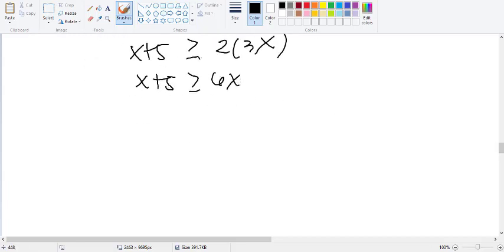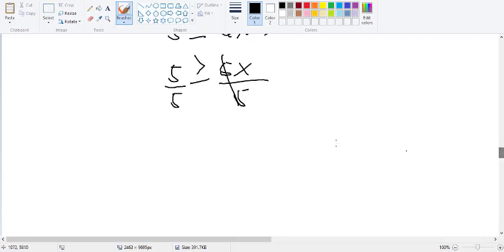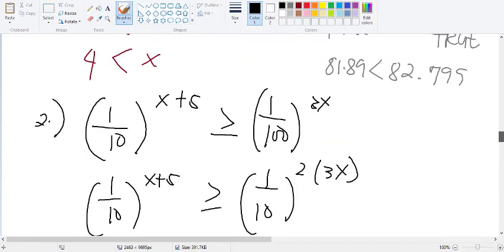So, we subtract. The sign will not change because we are just deducting the same real number. So, 6x minus x, and then 5 is left there. So it will be 6x minus x is 5x, no? And then to get x, just divide both sides by 5. So meaning x is less than or equal to 1. Okay, so meaning the solution set for this function will include 1, included because of the greater than or equal to.